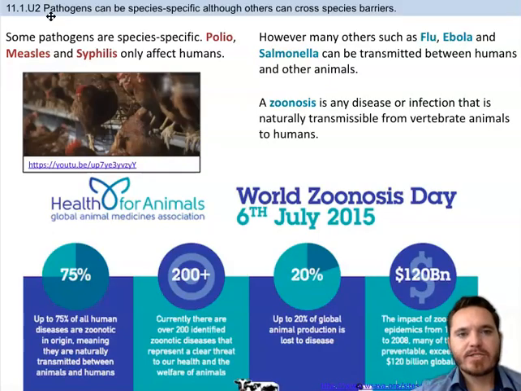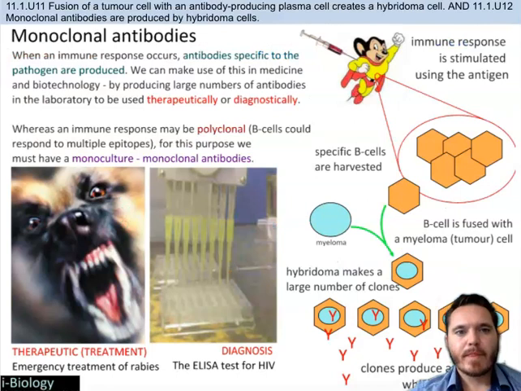All right, this statement is just about how pathogens can be species specific, although others can cross species barriers. So some pathogens, such as polio, measles, and syphilis, which are all viruses, can actually only affect humans. However, there are others like the flu, Ebola, and Salmonella that can actually be transmitted between humans and other species. For this next statement, I want you to read it very carefully because it can be slightly confusing. You may have to practice this concept a few times before you really get it.